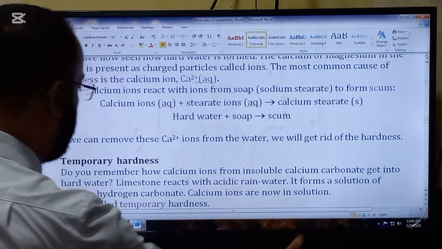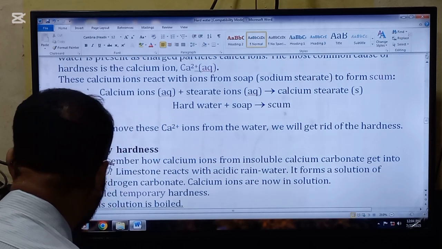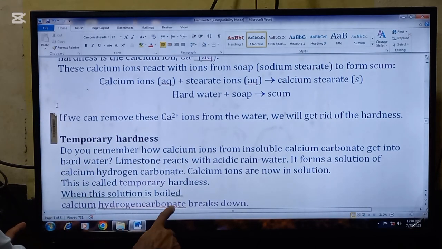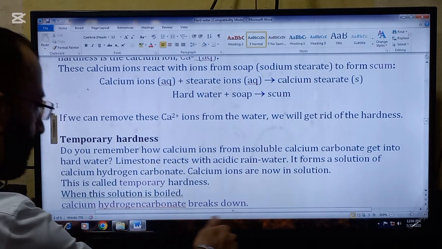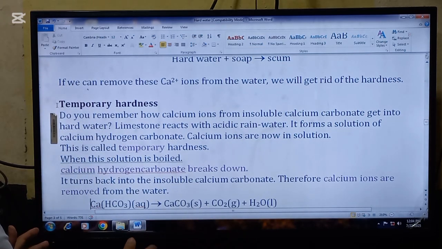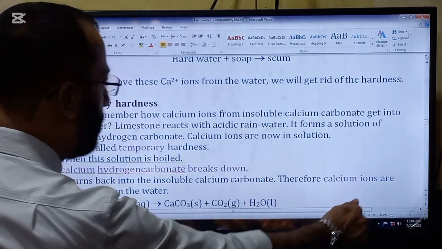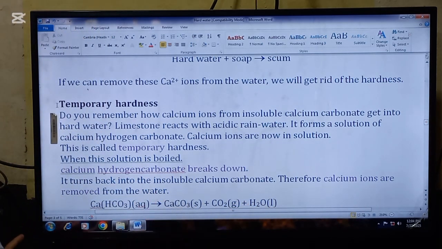Calcium ions are now in the solution. This is called temporary hardness. When this solution is boiled, calcium hydrogen carbonate breaks down and the process is reversed. Again, calcium carbonate is formed. So it turns back into the insoluble calcium carbonate. Therefore, calcium ions are removed from the water.